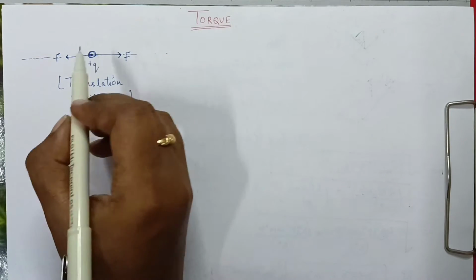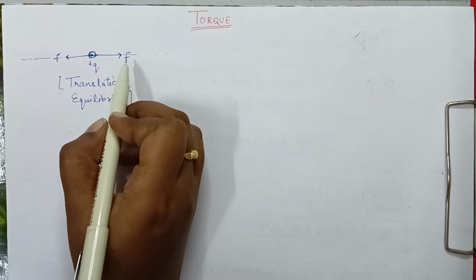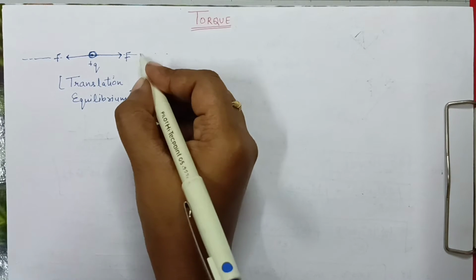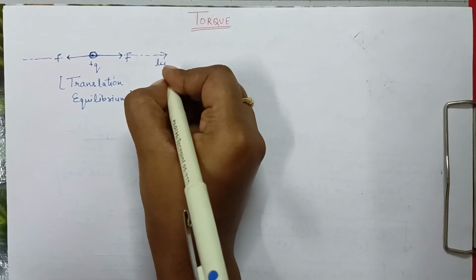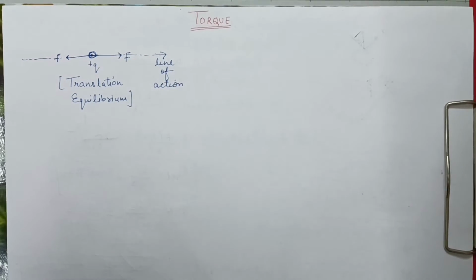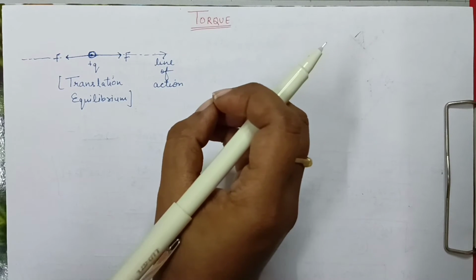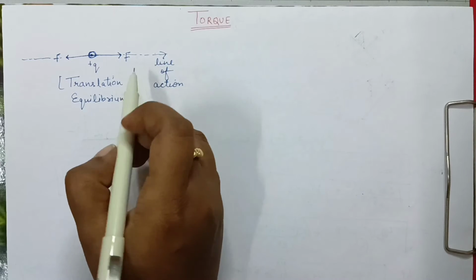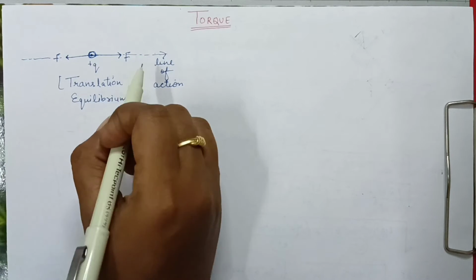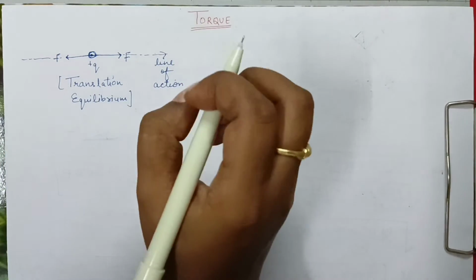But this is the case when the two forces, which are opposite in direction and the same in magnitude, have the same line of action. This is the line of action. But what happens when this line of action changes but the forces remain as they are? That means the magnitude remains the same, both remain opposite in direction, but only the line of action changes. What do I mean by that?